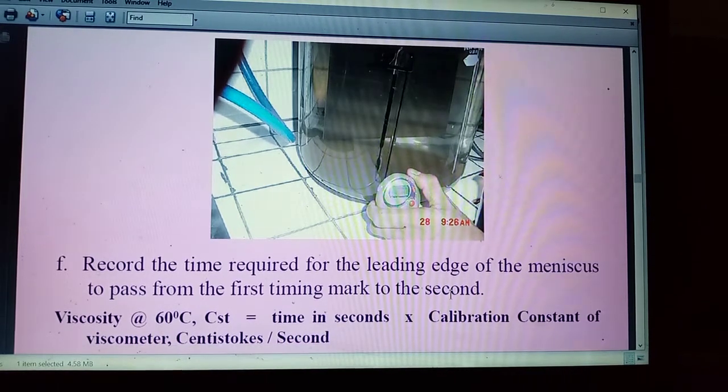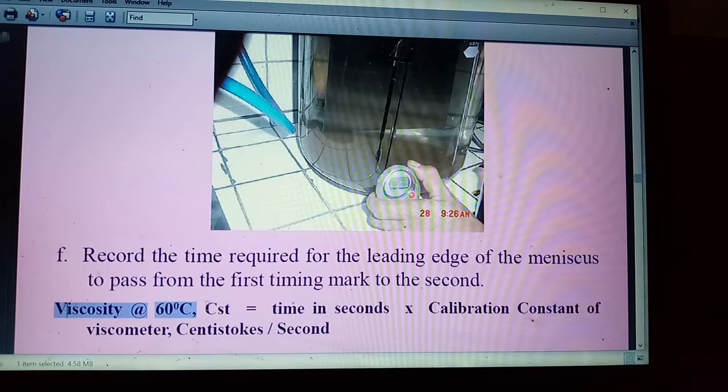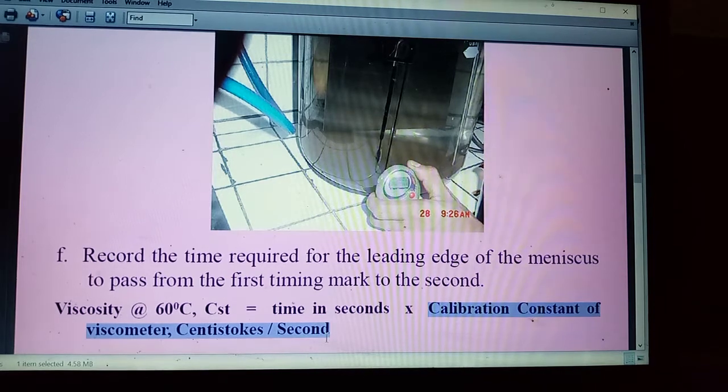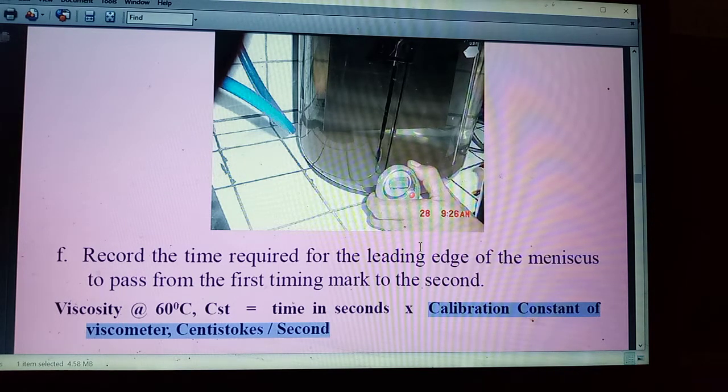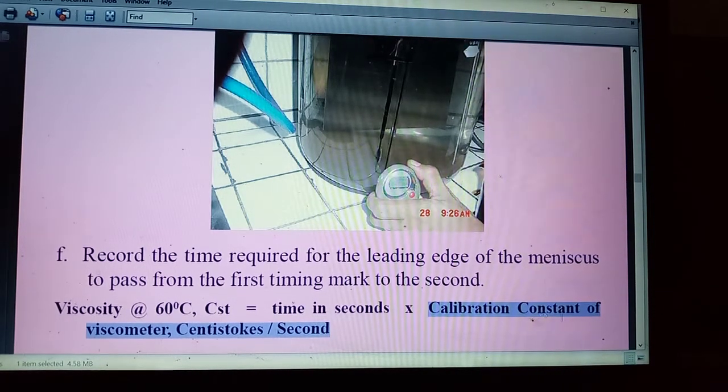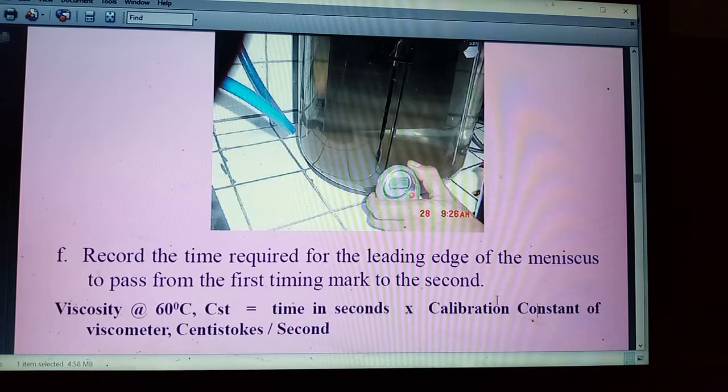Okay? Then, i-measure mo, so viscosity at 60 degrees centigrade is equivalent to time in seconds times calibration constant of viscometer in centistokes per second. Okay? So, itong calibration constant of viscometer in centistokes per second, given na to. Okay? So, hindi nyo to dapat problema. So kapag nagte-test kayo nito ng viscosity test, meron na tong calibration constant, yung viscometer mo. Okay?